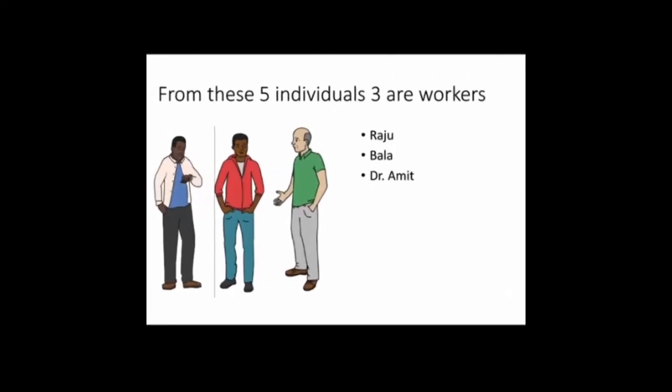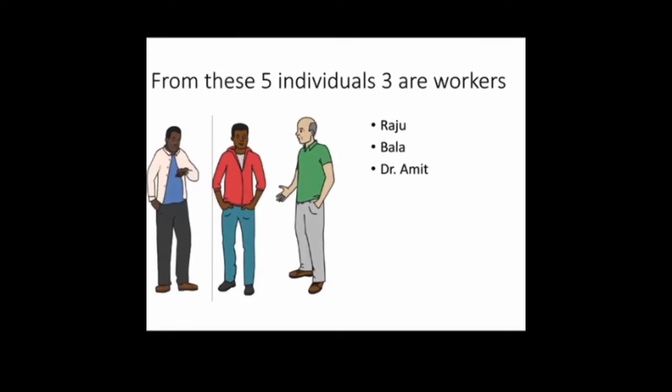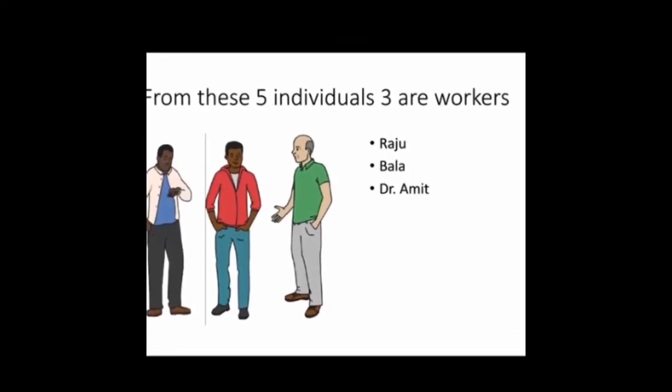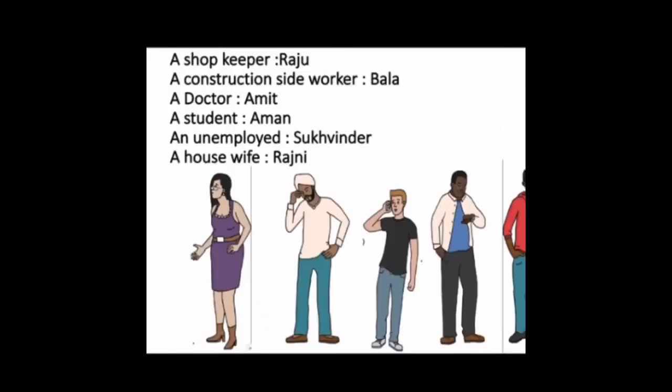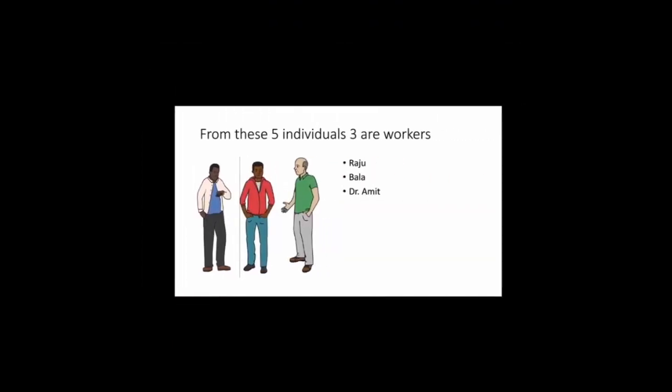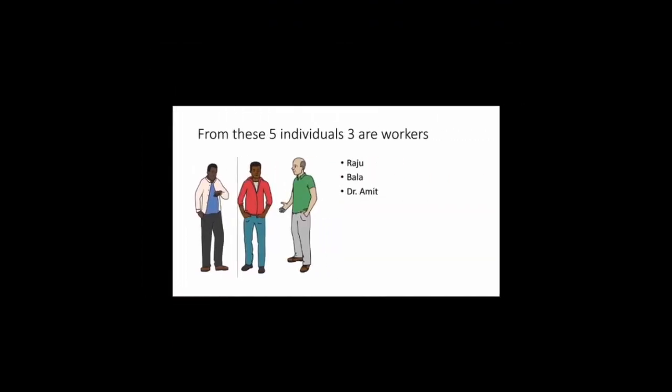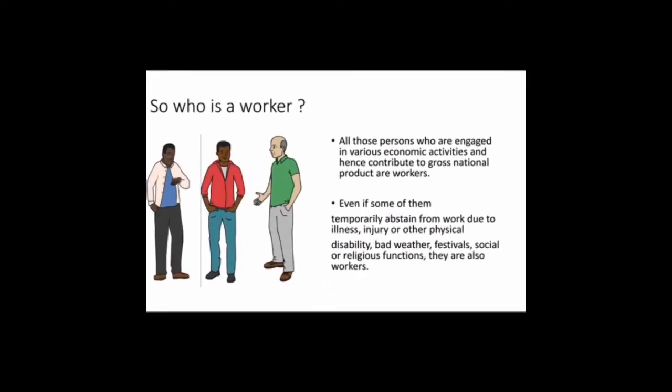From these individuals, there are only three workers. One is Raju, the other is Bala, and the third is Dr. Amit. If we come back to the original example, we had six people. Out of these, the first three are workers, whereas a student Aman, an unemployed Sukhvinder, and a housewife Rajni, they are not workers. Now, when we say this, we need to understand who is a worker.